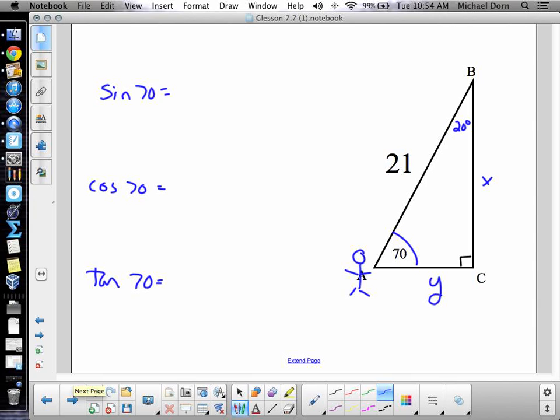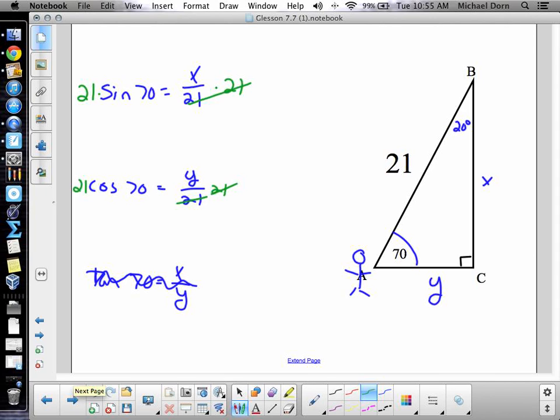Sine of 70 would be what ratio? X over 21, opposite over hypotenuse. Cosine of 70 would be Y over 21. Tangent is X over Y. That's not going to work for me, so we'll just set that one aside. How do I solve? I'm not going to switch because it's in the numerator, so I'm going to multiply by 21 to cancel division by 21. And same here. So 21 sine of 70 equals X, 21 cosine of 70 equals Y.